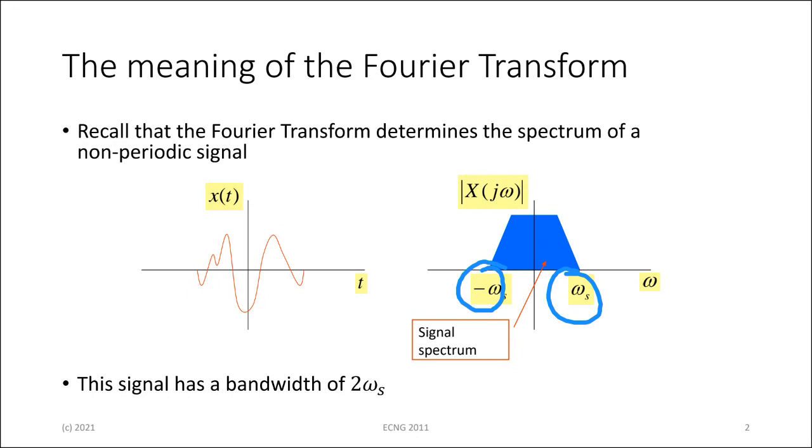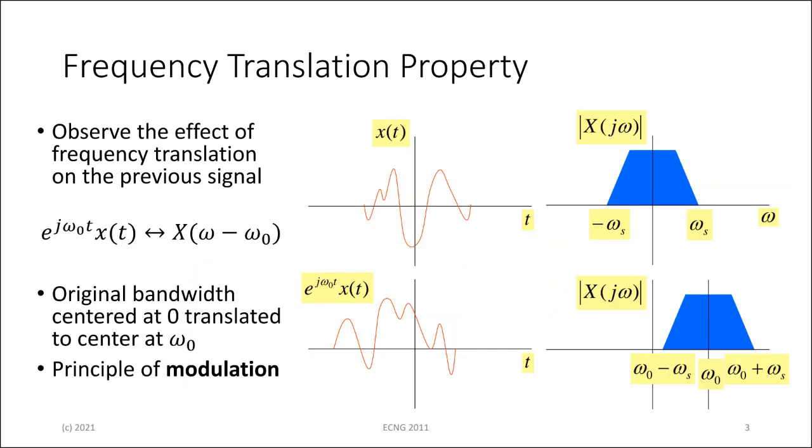We do that not because they are negative frequencies, but because this is a complex calculation, so the answers have to appear as complex conjugates. So this signal now has a bandwidth of 2 omega s. It's running from minus omega s to omega s. Just a graphical derivation.